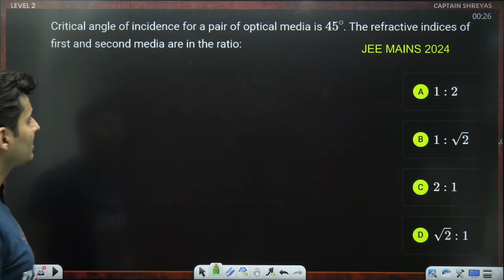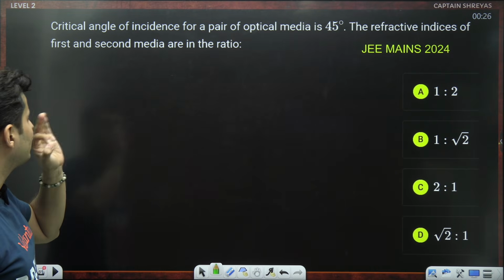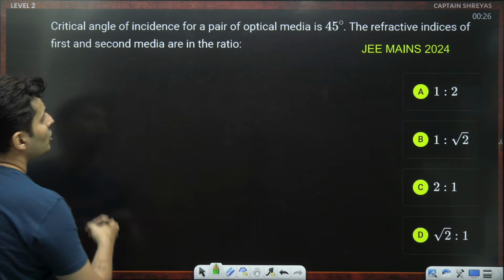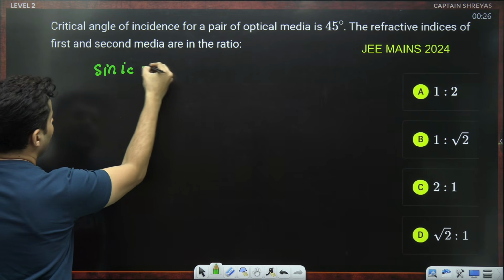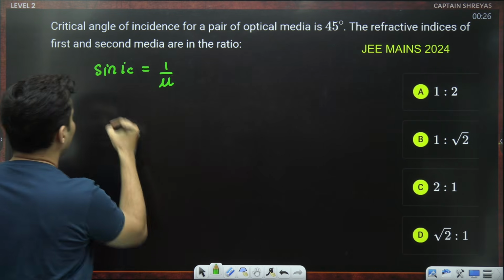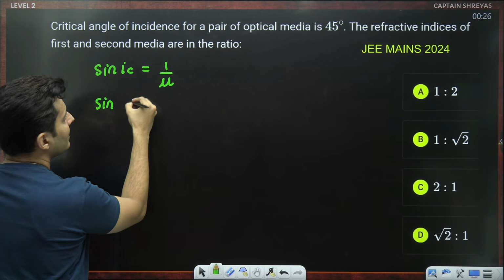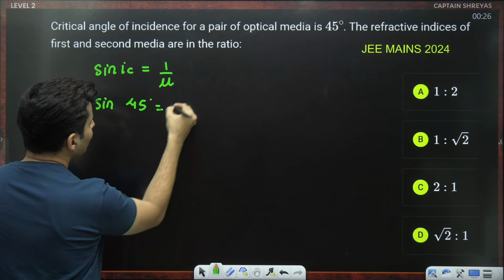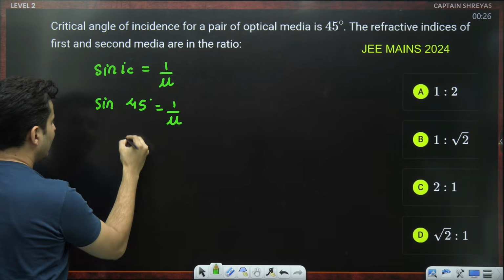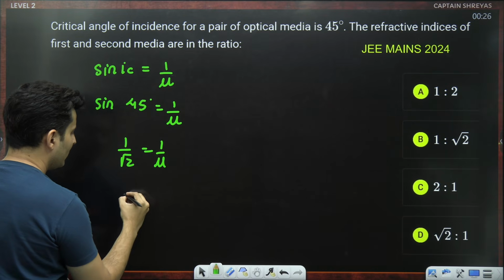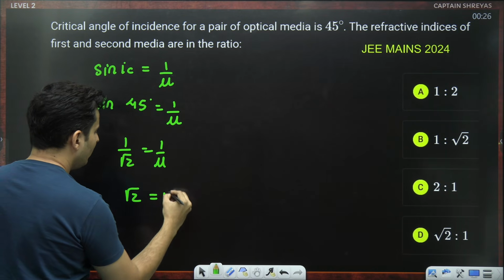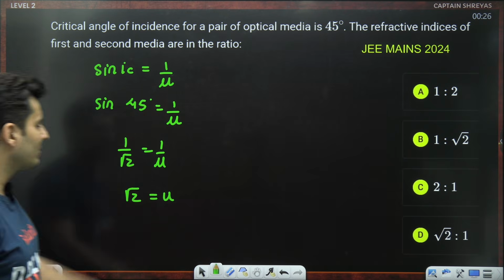Critical angle of incidence is 45. Refractive indices are in the ratio. Okay. Critical angle formula is sine of critical angle is 1 by refractive index. Critical angle is given to be 45 degrees. Mu, I don't know. Sine 45 is 1 by root 2. Take reciprocal both sides. So root 2 goes on the top, mu also goes on the top. So mu is root 2.